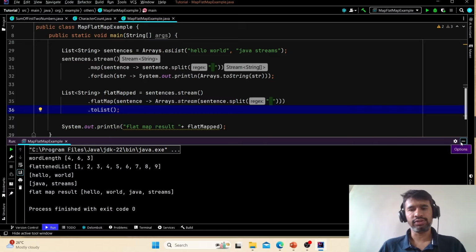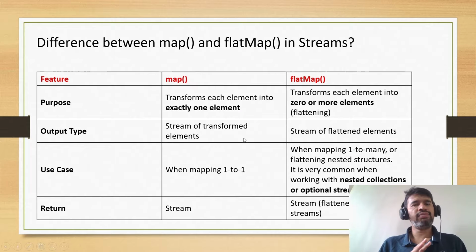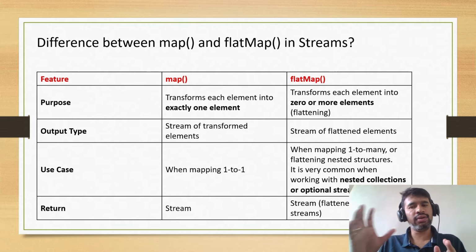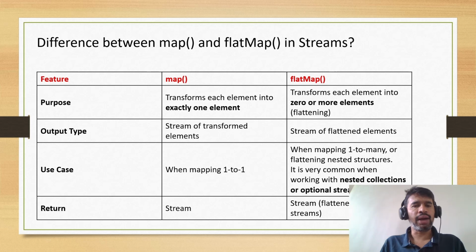So I hope you understood where you will use map and where you will use flatMap. I hope you understood the high level difference between them. So let's see the detailed answer. The difference between flatMap and map: map is used to transform each element into exactly one element, which we saw already. FlatMap is used for flattening purposes. So the output of map is a stream, and the output of flatMap is a stream of flattened elements.